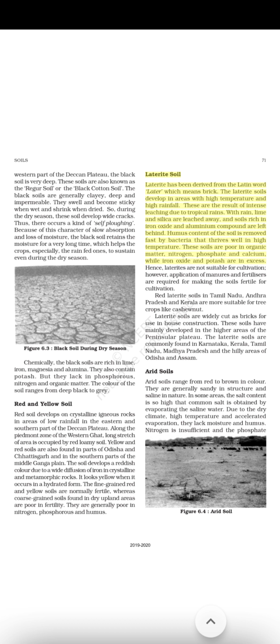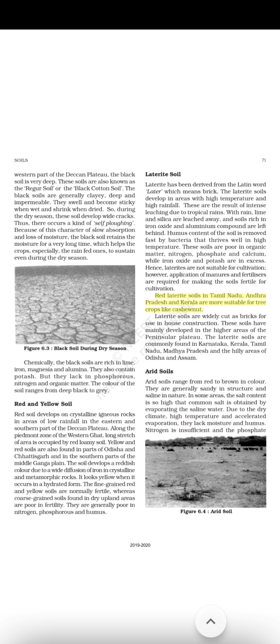Laterite soil. Laterite has been derived from the Latin word later, which means brick. The laterite soils develop in areas with high temperature and high rainfall. These are the result of intense leaching due to tropical rains. With rain, lime and silica are leached away, and soils rich in iron oxide and aluminium compounds are left behind. Humus content of the soil is removed fast by bacteria that thrive well in high temperature. These soils are poor in organic matter, nitrogen, phosphate, and calcium, while iron oxide and potash are in excess. Hence, laterites are not suitable for cultivation. However, application of manures and fertilizers is required for making the soils fertile for cultivation.